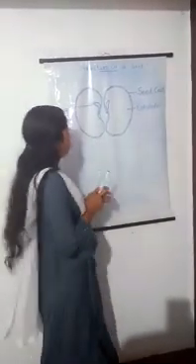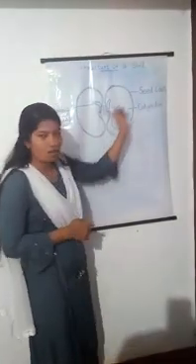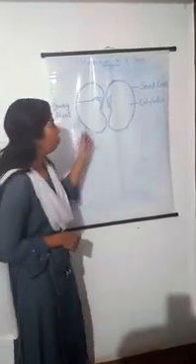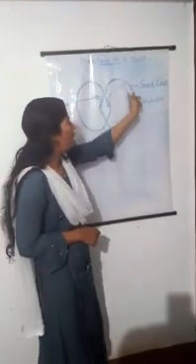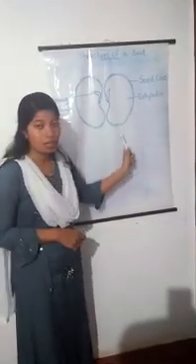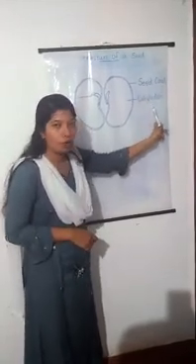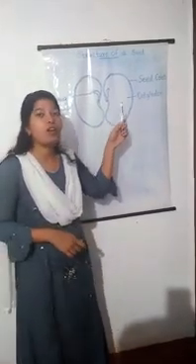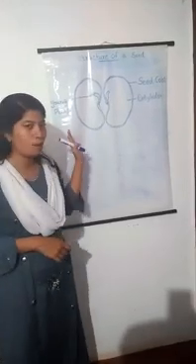Next one, structure of a seed. See, a seed has three main parts: seed coat, cotyledon, and a young plant or baby plant. First one, seed coat. Seed coat is the outermost layer of the seed and it protects the seed. Second one, cotyledon. Cotyledon is the fleshy part of the seed which stores food for the baby plant. Third one, young plant or baby plant.